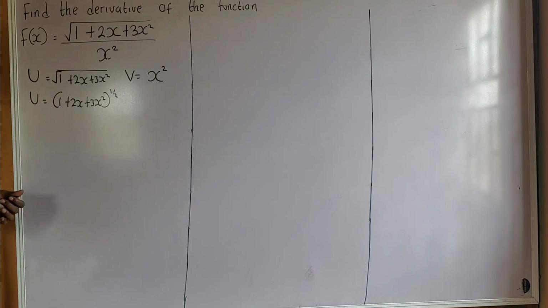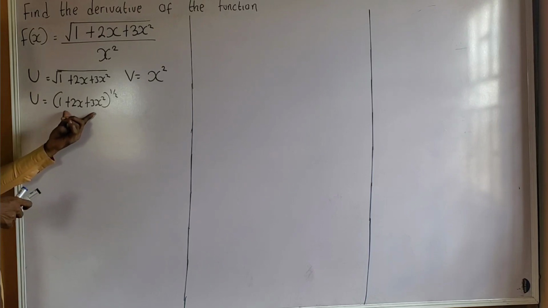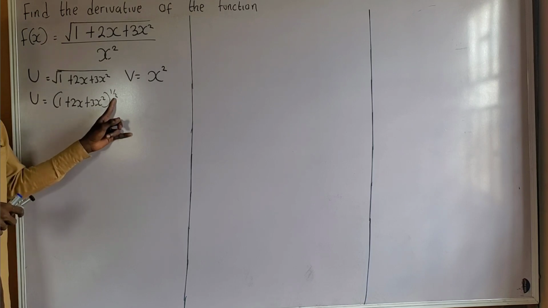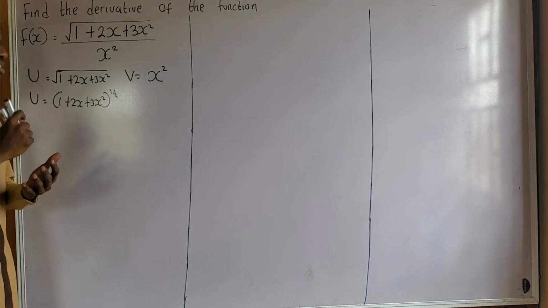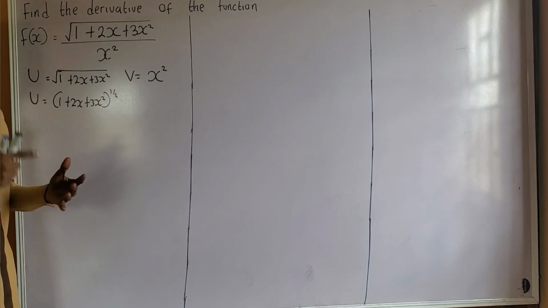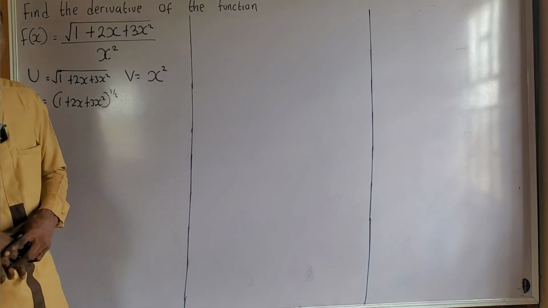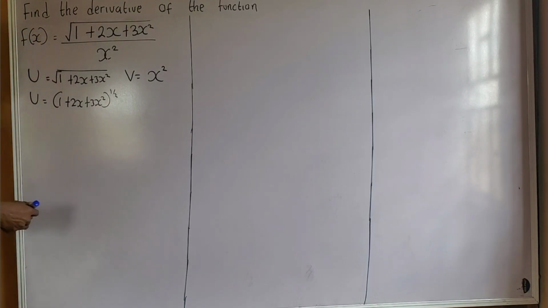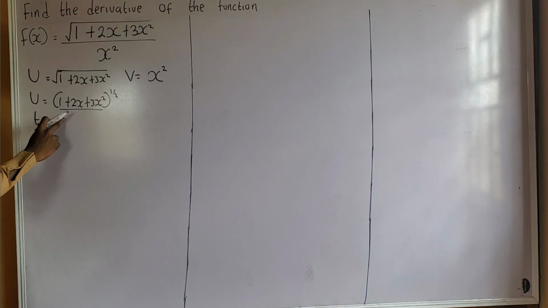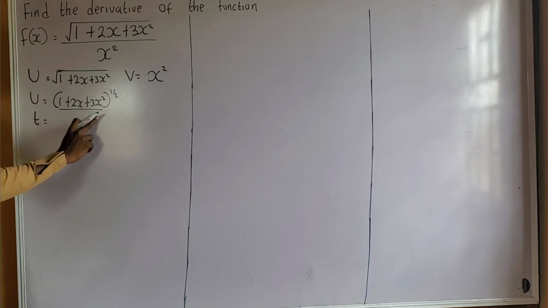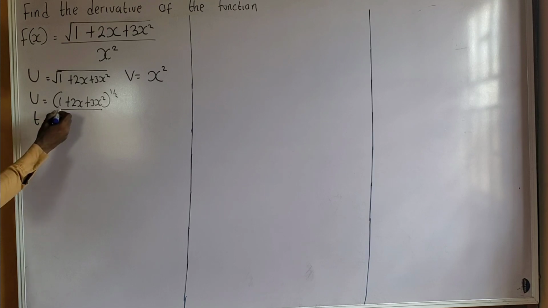You understand? Because now we have a function inside the bracket, and this function is raised to a power. The chain rule is used to differentiate a function of a function, that is, a function that has another function in itself. So for this, let t equal the function inside the bracket. To differentiate this function using the chain rule, set the function inside the bracket equal to a letter. So let t equal the function inside the bracket.